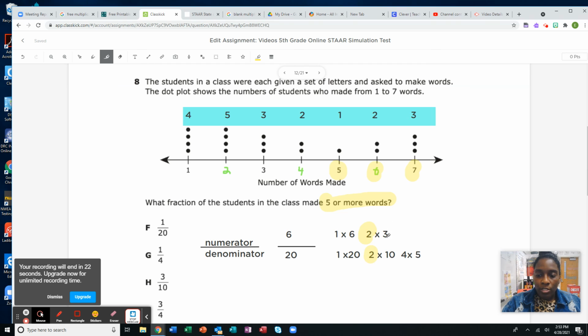So my fraction is going to be 6 divided by 2 is 3. And 20 divided by 2 is 10. So my answer is going to be H, 3/10.